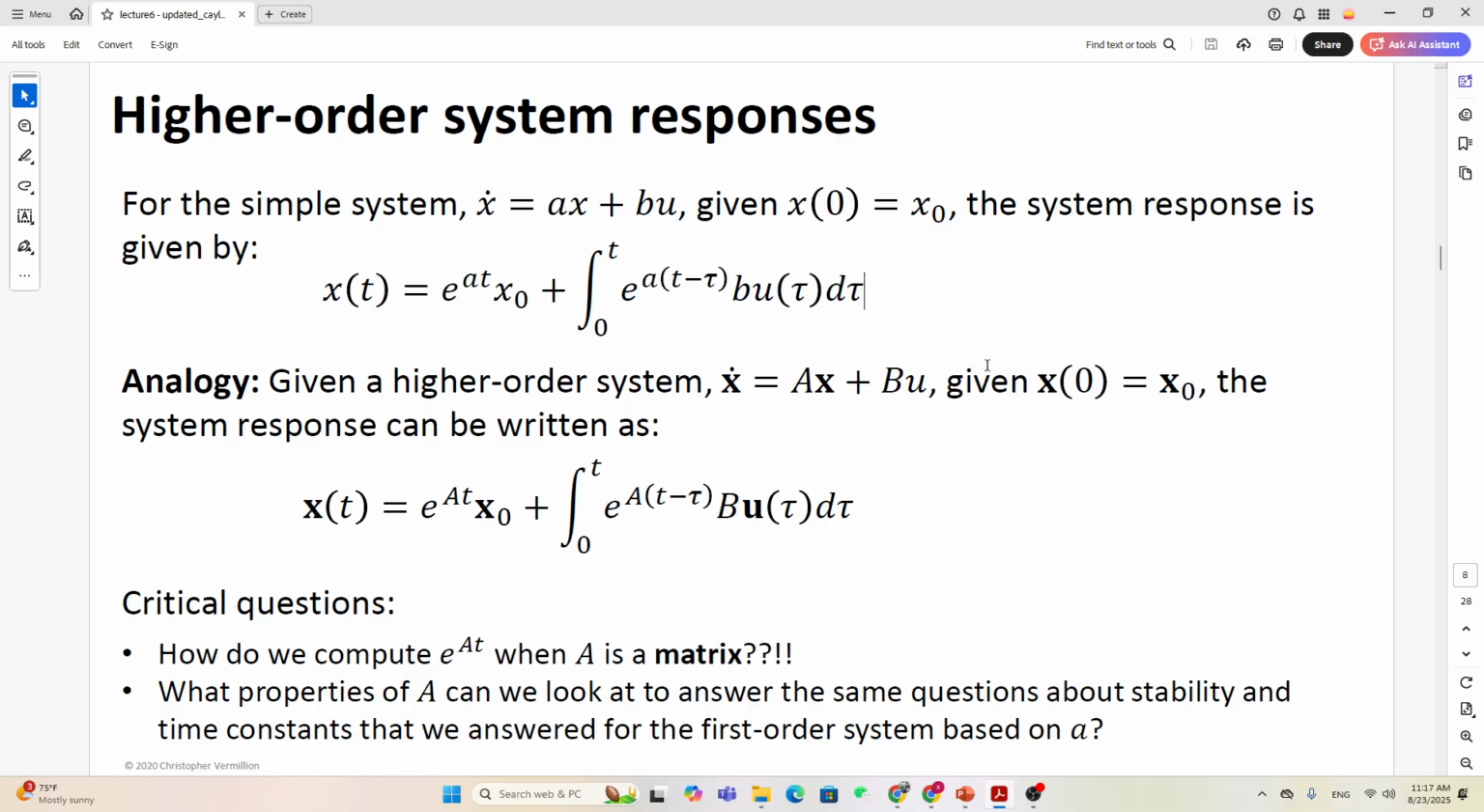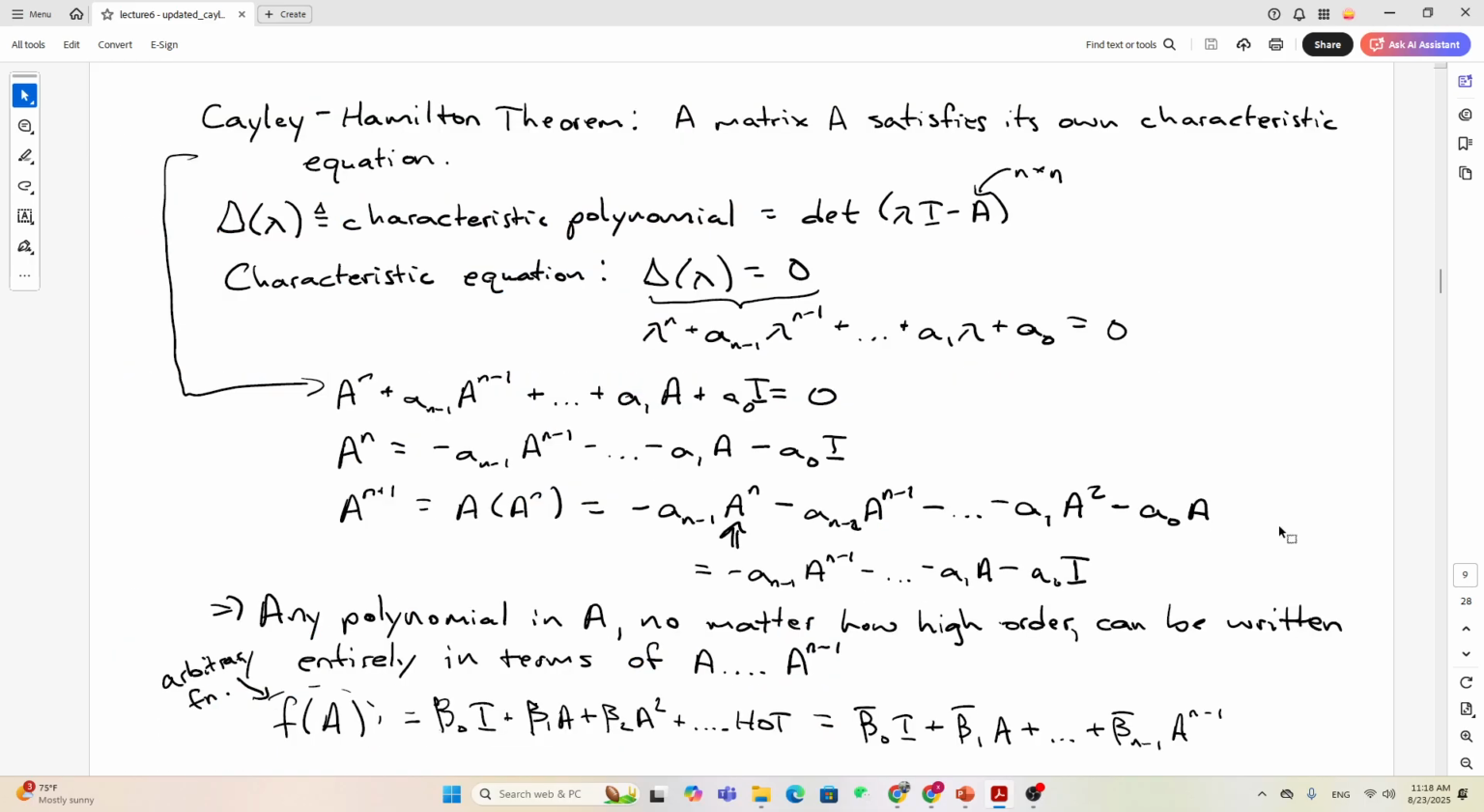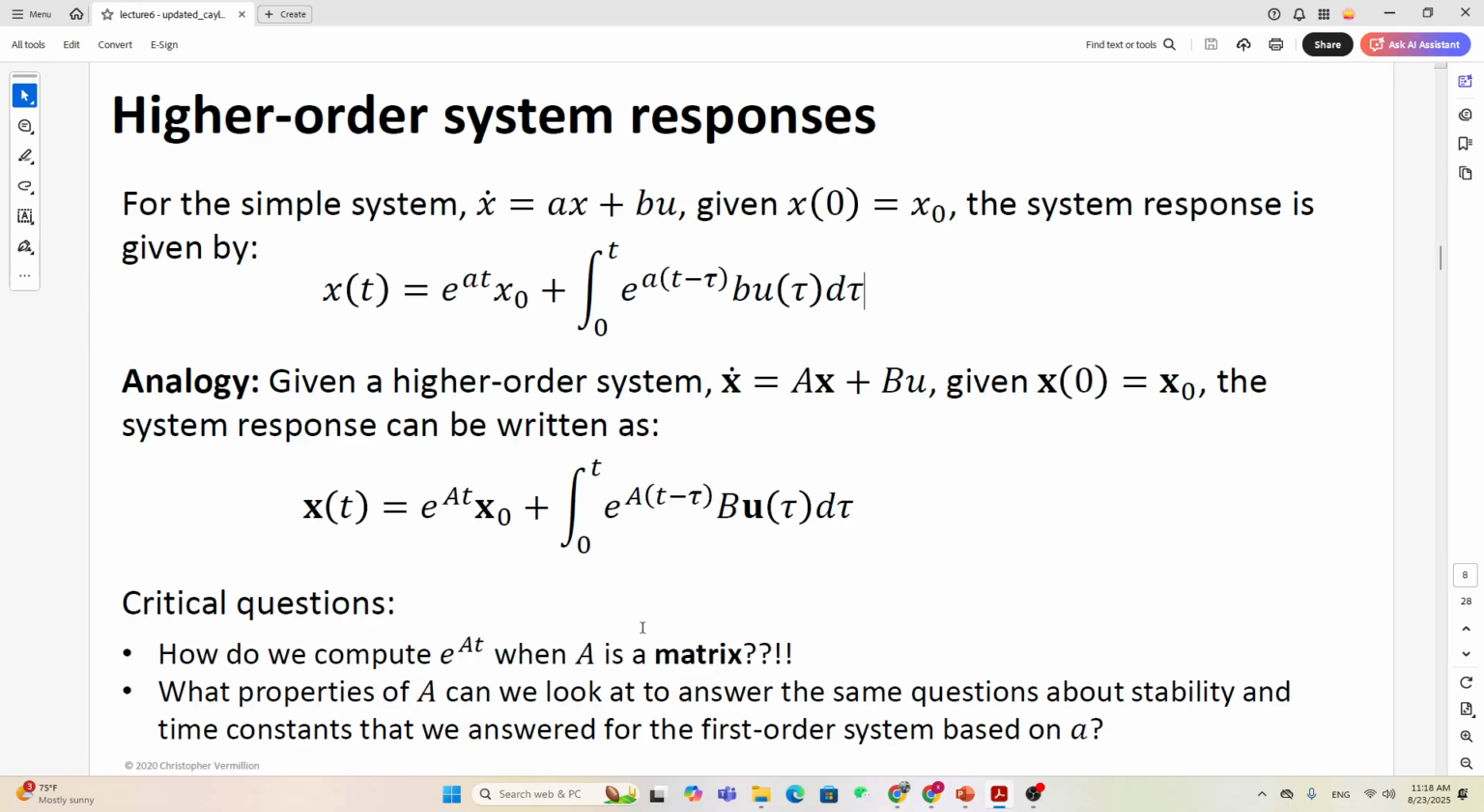Well, what if you have a higher order system where your a is no longer a constant, but might be a matrix? Then there are some critical questions we need to ask. How do we compute e to the power A times t where A is a matrix? Or what properties of A can we look at to answer the same questions about stability and time constant that we answered for the first order system with a constant small letter a? That's the reason why we introduce the Cayley Hamilton theorem. That's the one that helps us to solve the matrix exponential.